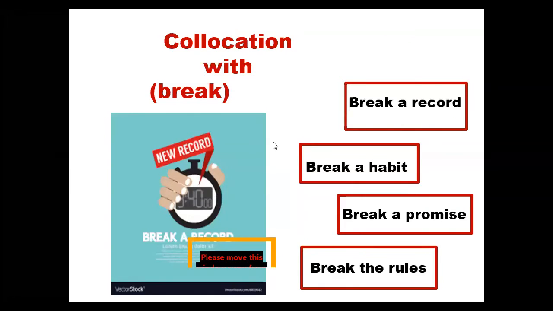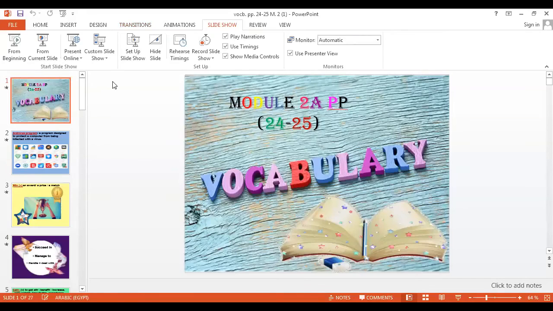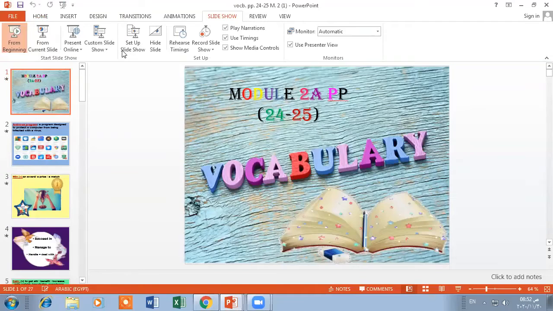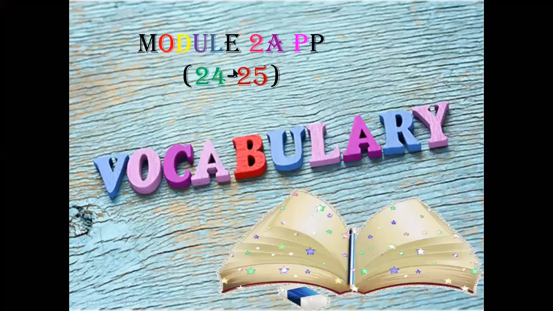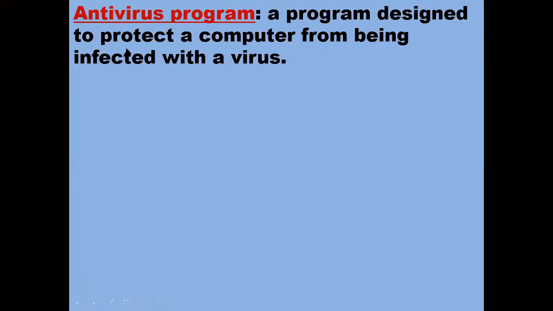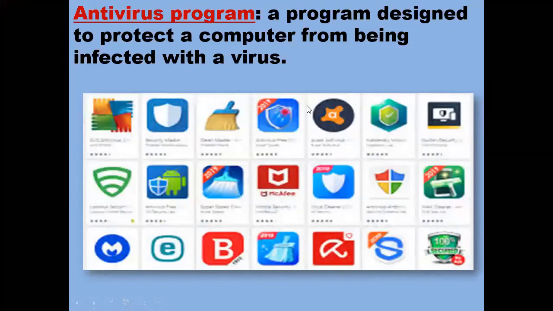Okay, let's complete our session. I'm going to repeat from the beginning for the one who came late. We will study now the vocabulary of pages 24 and 25. The first word is antivirus program. It's a program designed to protect a computer from being infected with a virus.